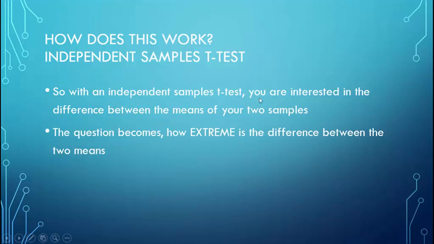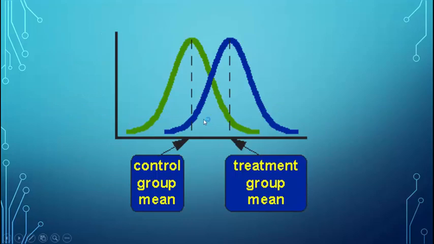So with an independent samples t-test, you're really interested in the differences between the means of your two samples, and the question becomes, how extreme is the difference between the two means? So if you have something like this, here are two samples. Let's say, I'm looking here, the control group is lower.